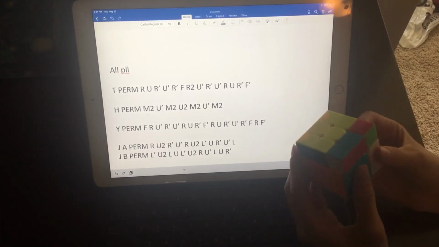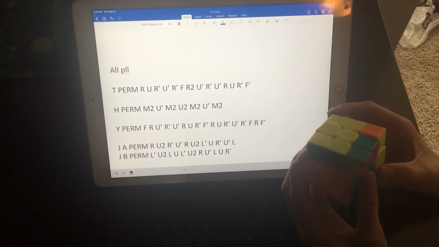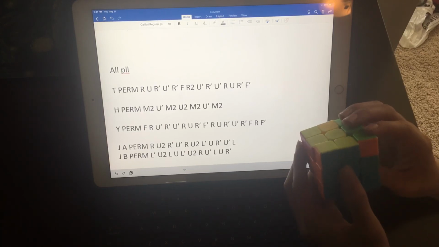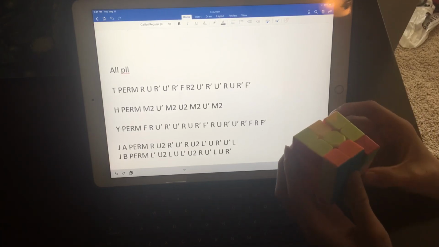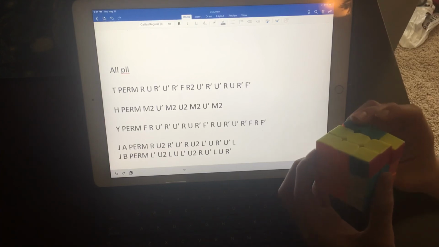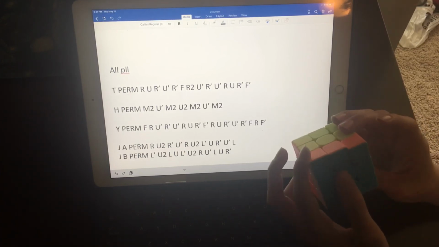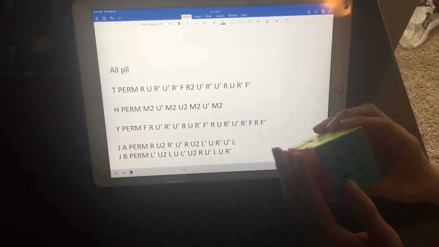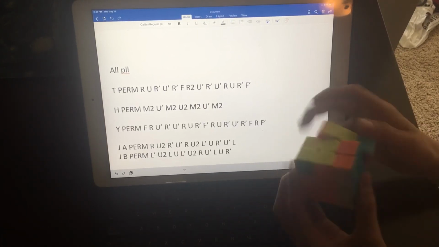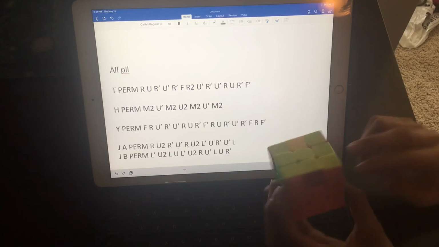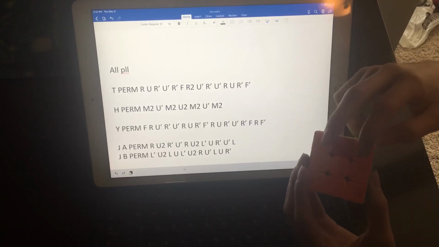R, U, R prime, U prime, R prime, F, R2, U prime, R prime, U prime, R, U, R prime, F prime. That's how you do the T perm and see it. Two dots, and these middle pieces.